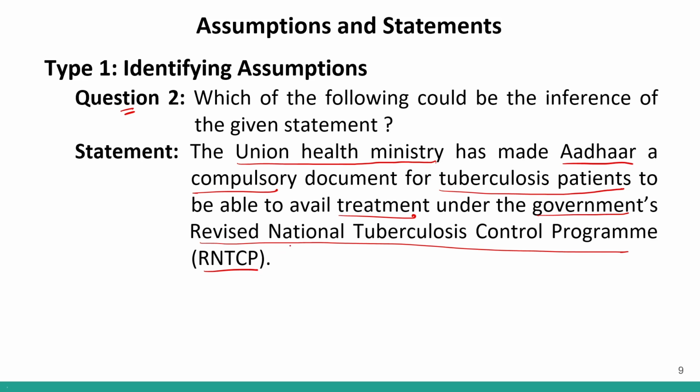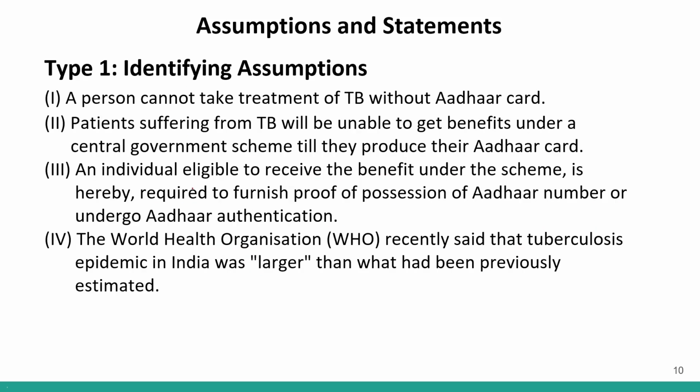So under this scheme, if you want to be treated for tuberculosis, then in order to receive that treatment, you need an Aadhaar card. This is what is done. So basically, if I want to summarize this, I can say that the Union Health Ministry has said that in order to be eligible to receive treatment for tuberculosis under this particular scheme, you need a compulsory Aadhaar card, right? This is basically the summary of the statement. Now let us look at the options. We have to identify which of these are correct assumptions or inferences basically.